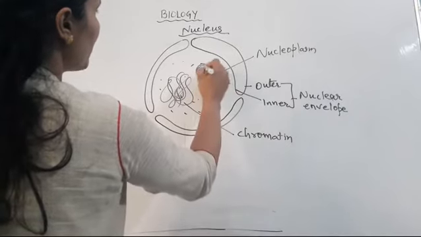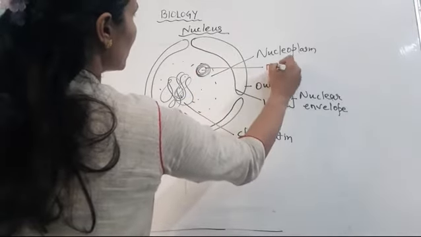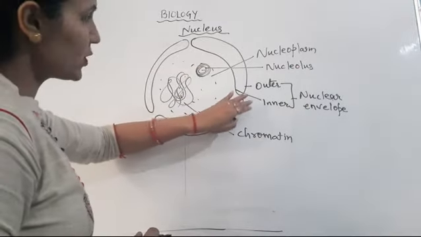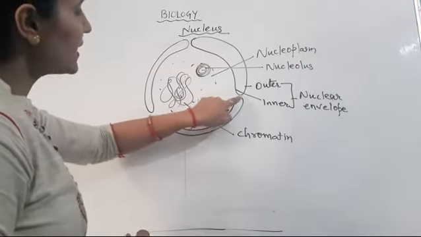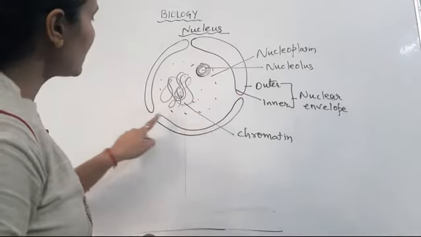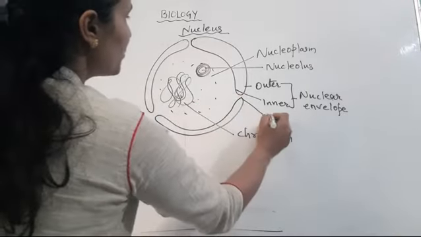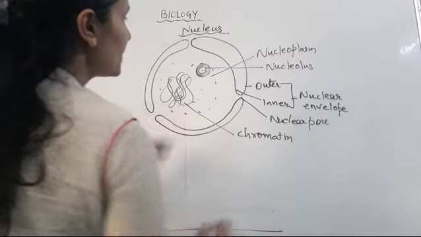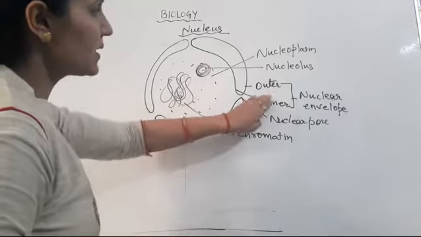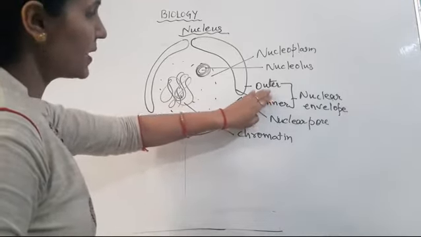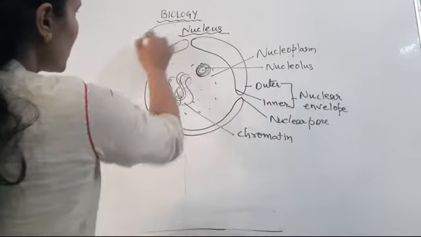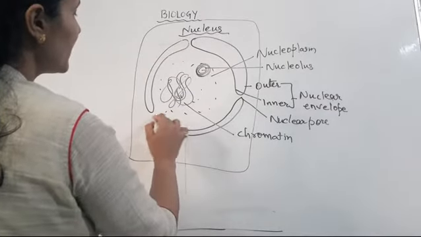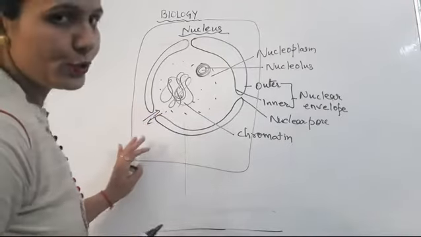and a dense body which is known as nucleolus. See, this is the outer membrane which protects the nucleus, and in between these membranes there is a pore called the nuclear pore. This nuclear pore allows material to pass into the nucleoplasm as well as outside the nucleoplasm, that is, the cytoplasm. So suppose this is the cell. This pore allows the movement of material in or out of the nucleus.